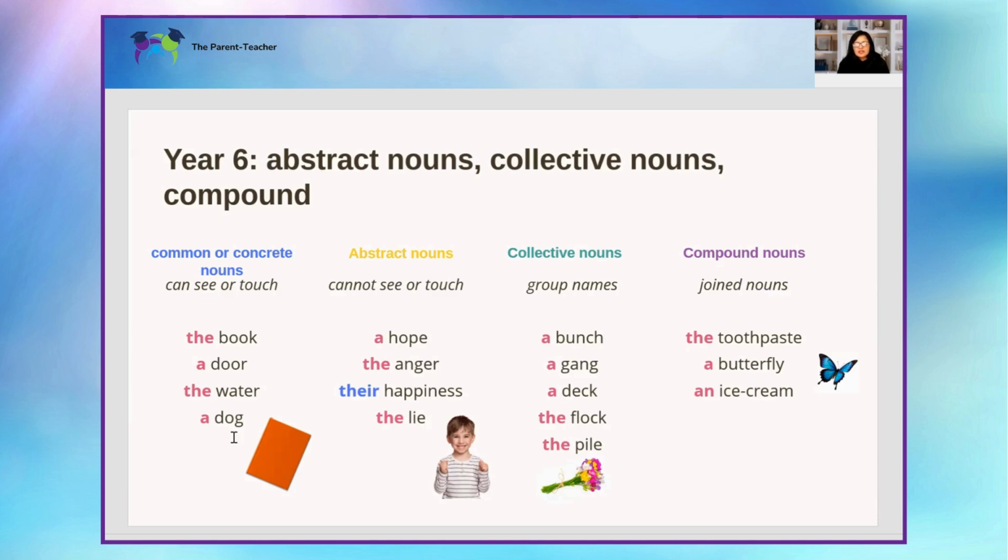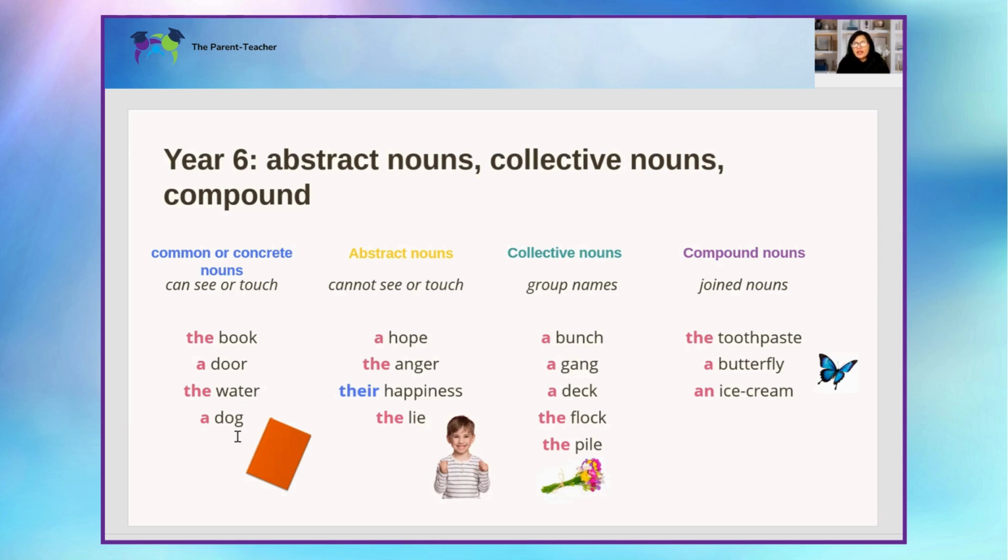Now, abstract nouns are nouns that you actually can't see. You might be able to feel them, but not with your fingers, only internally. They're not things that you can see. So, for example, hope, anger, happiness, a lie.